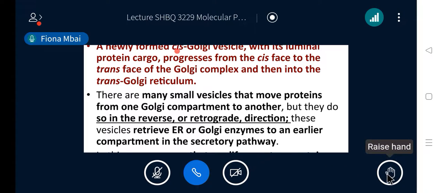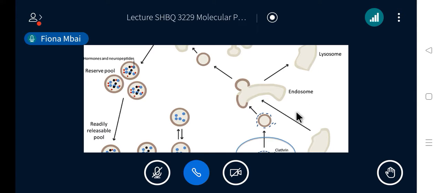So rather than going from cis to medial to trans, they are immediately put in vesicles and they're taken back where they work, either by reverse or retrograde movement of the vesicle. So that is another example of how bulk movement occurs.